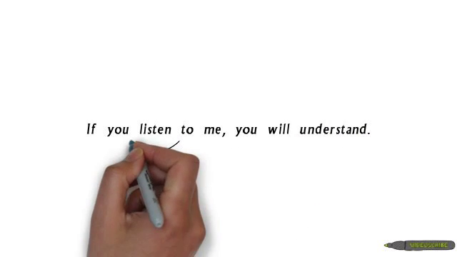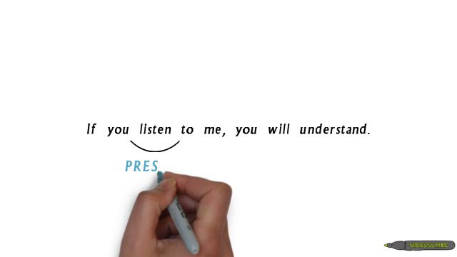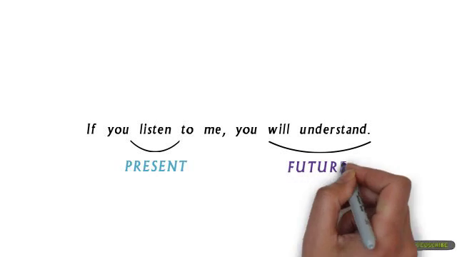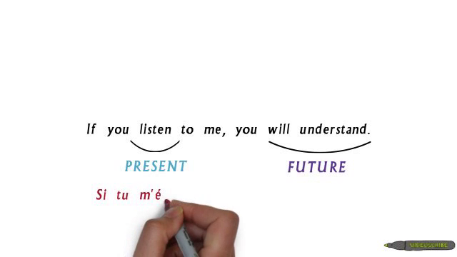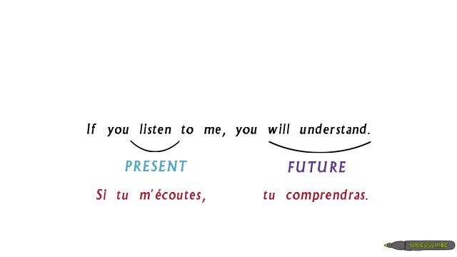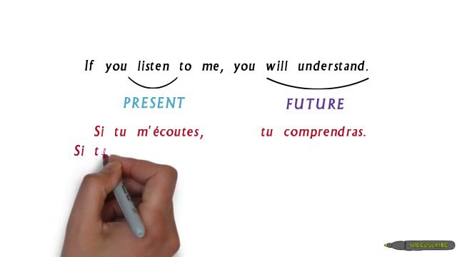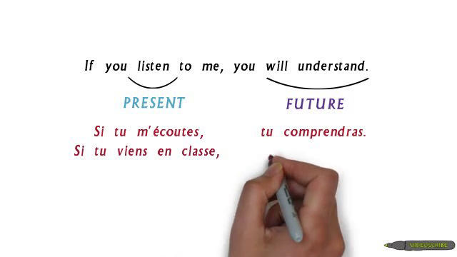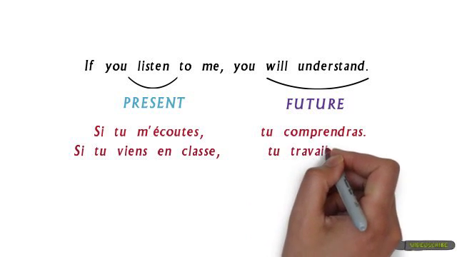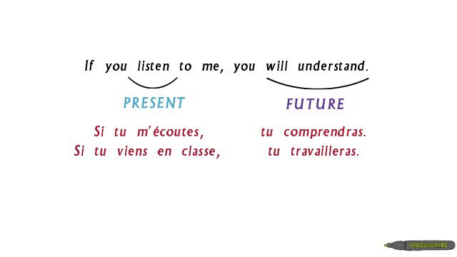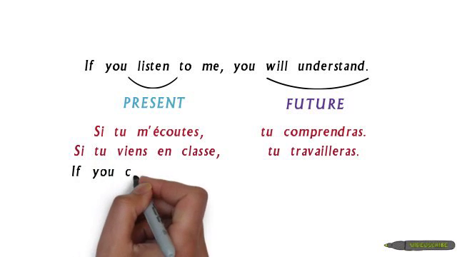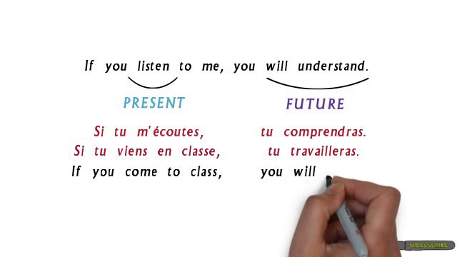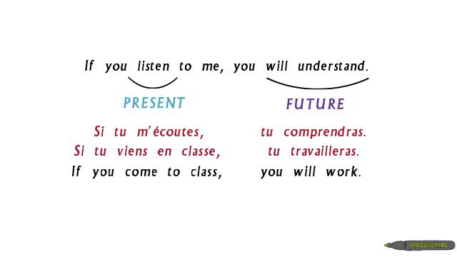So, for example, if you listen to me, you will understand. So if you listen, that's in the present tense. You will understand, that's in the future tense. And it's exactly the same in French. Si tu m'écoutes, tu comprendras. Si tu viens en classe, tu travailleras. Okay? So that's present now and future result. If you do something now, in the future you will do something else.